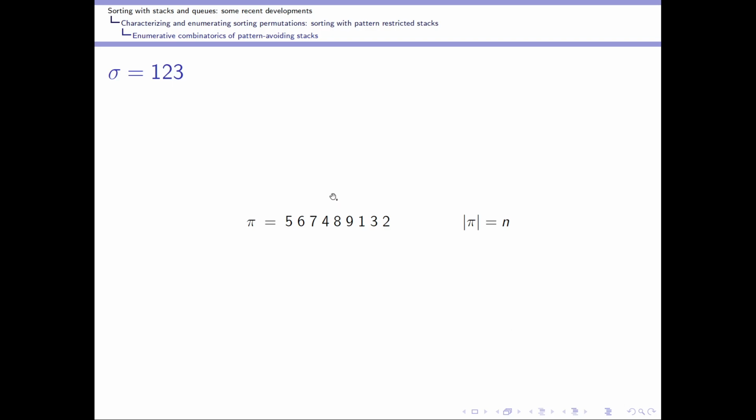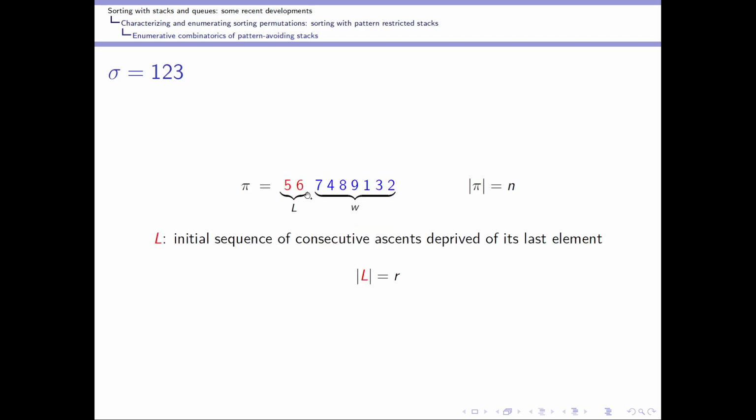So start with the permutation, this pi here of length n, here n is 9, and decompose it into a prefix and a suffix. The prefix is this L here, which is the initial sequence of consecutive ascents of pi deprived of its last element. So in this case, this initial sequence of consecutive ascents is 5, 6, and 7. Just forget about 7, and your L is just 5 and 6. Suppose that the length of L is R, in this case R is equal to 2, and W is the suffix of the remaining elements. Now let's focus on W.